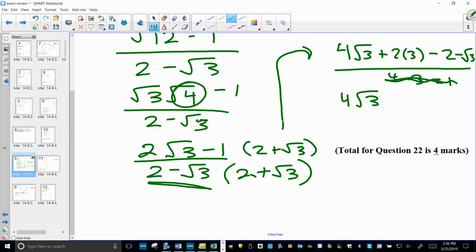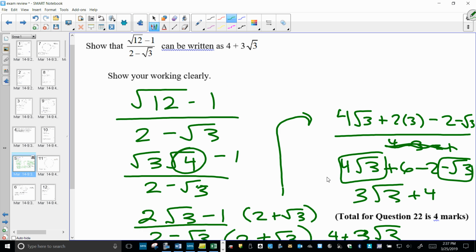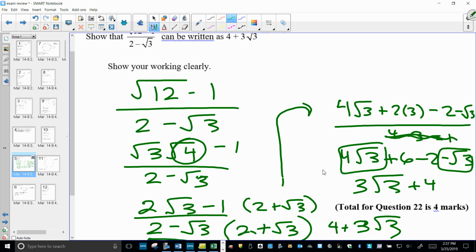Plus 6 minus 2. So these are like terms, and so that gives us 3 root 3. And then 6 subtract 2 is plus 4, but since they want us to write it in the other order, just write 4 plus 3 root 3. Lovely jubbly. Okay. I was just going back up to show you that Leonie had done what they'd asked you to do.